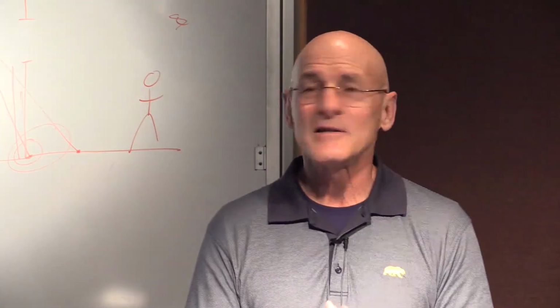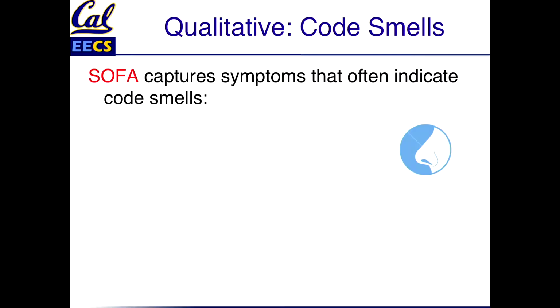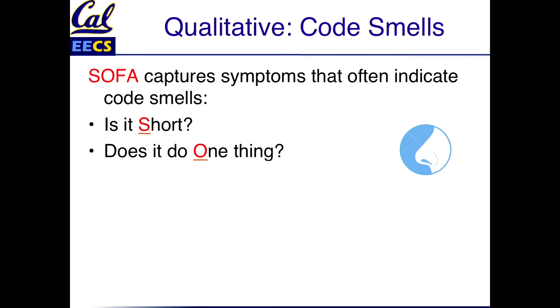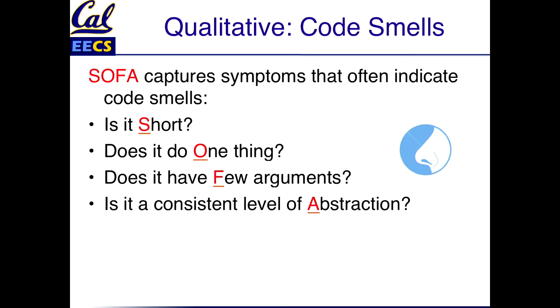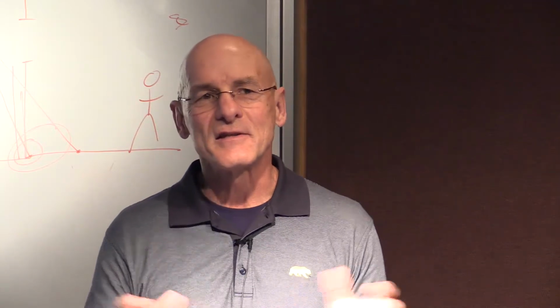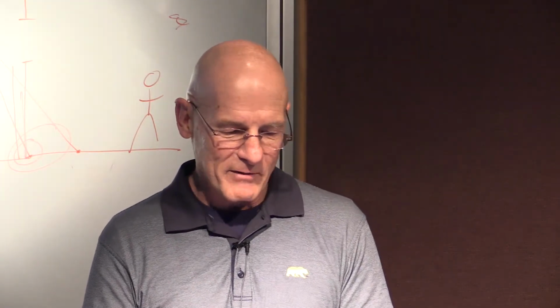But one idea that we wanted to get across was a way to avoid smelly code, and we use the SOFA acronym. First of all, is it short? We're talking about a method at a time. Keeping the method short makes it less likely to smell. Does it do just one thing versus doing lots of things? Does it have a few arguments to the method or lots of arguments? And finally, is it at a consistent level of abstraction? What tends to happen is that smelly code tends to violate a bunch of these things, and these will help make your code more fragrant.